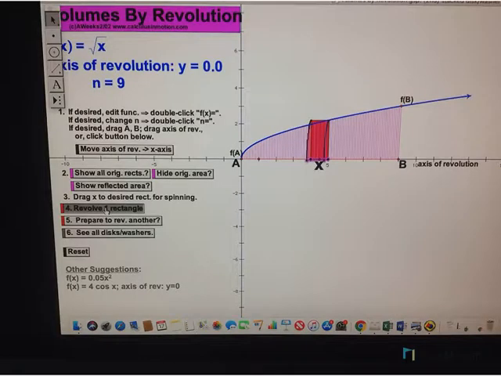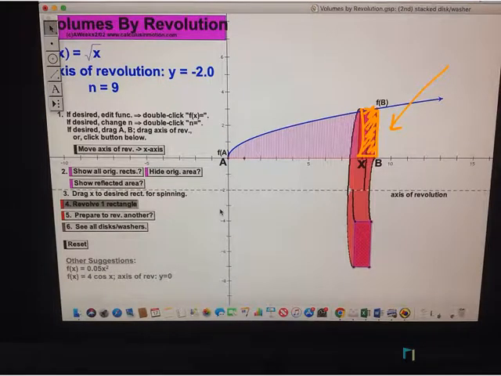So here we're going to take a look at a Geometer's Sketchpad drawing. We're taking that region, taking a representative rectangle from the region, and starting to revolve it about our axis of revolution. Actually, this is not the correct axis of revolution. This is the x-axis as the axis of revolution. So let me show you the correct picture. Okay, so here's a correct picture. The axis of revolution is y is equal to -2.